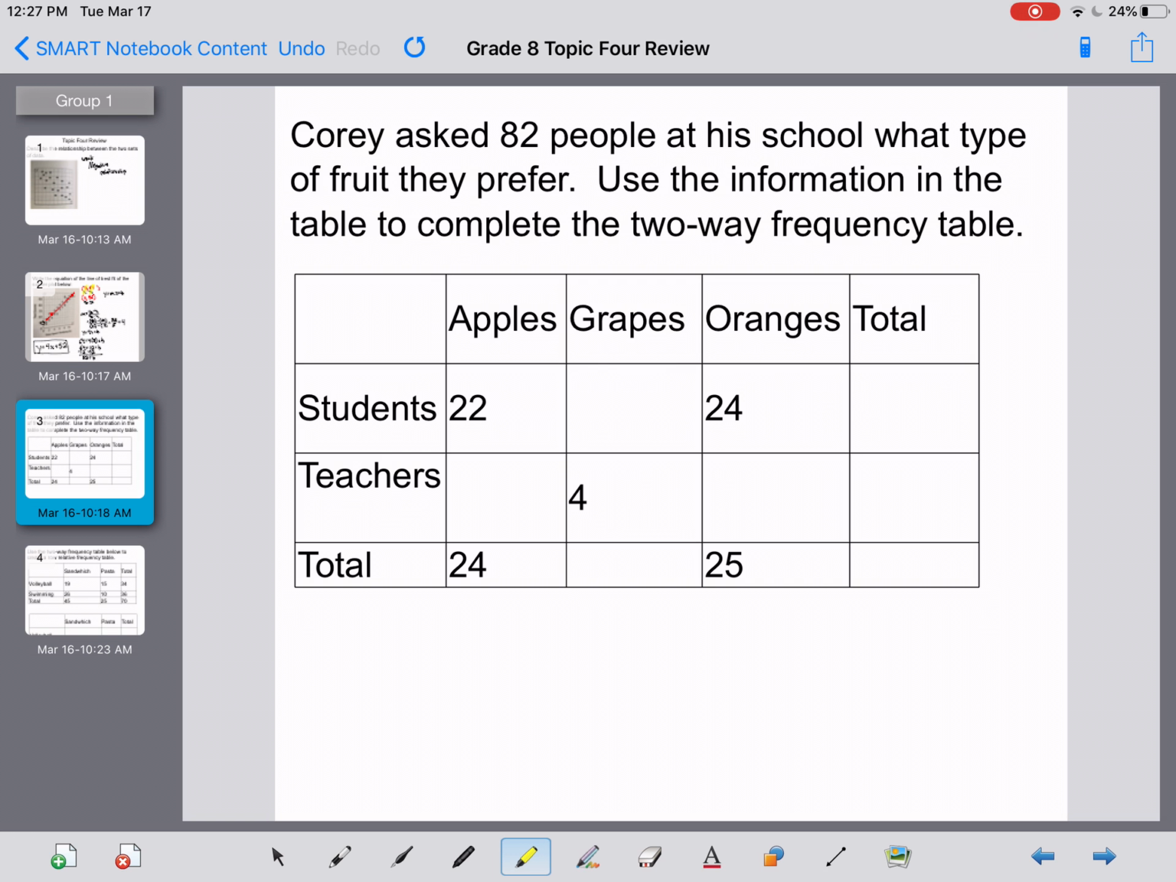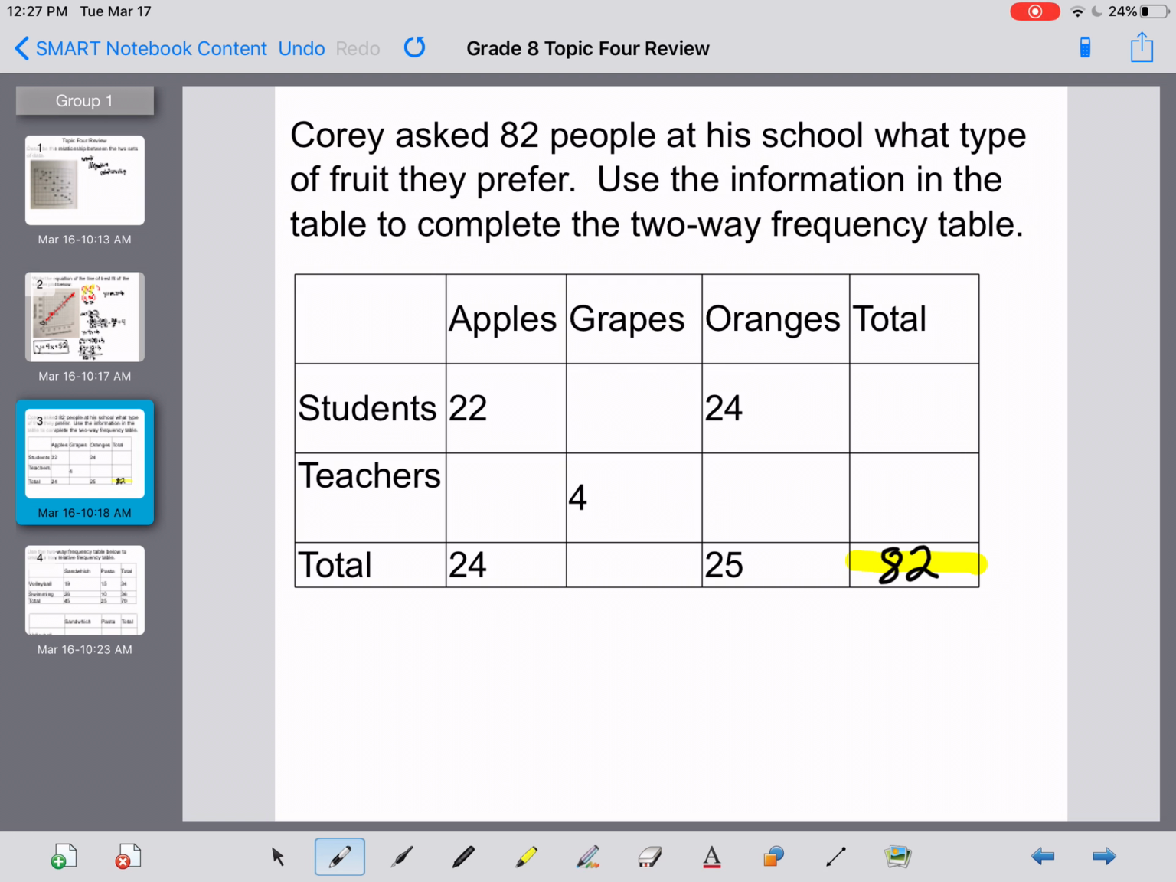The key number, this number in the bottom right, is always going to be your overall total. Since he asked 82 people, that number I know is going to be 82. So now I'm going to fill in all the missing information from my table.